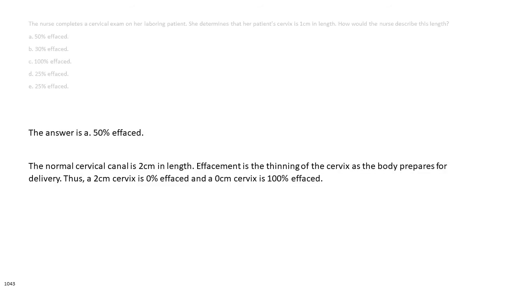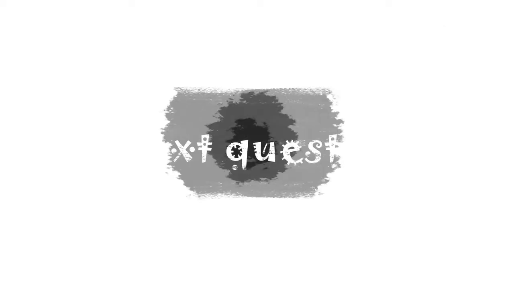The answer is A. 50% effaced. The normal cervical canal is 2 cm in length. Effacement is the thinning of the cervix as the body prepares for delivery. Thus, a 2 cm cervix is 0% effaced and a 0 cm cervix is 100% effaced.